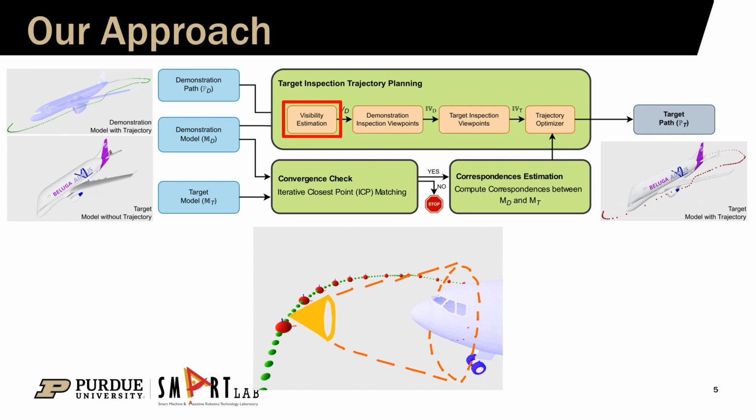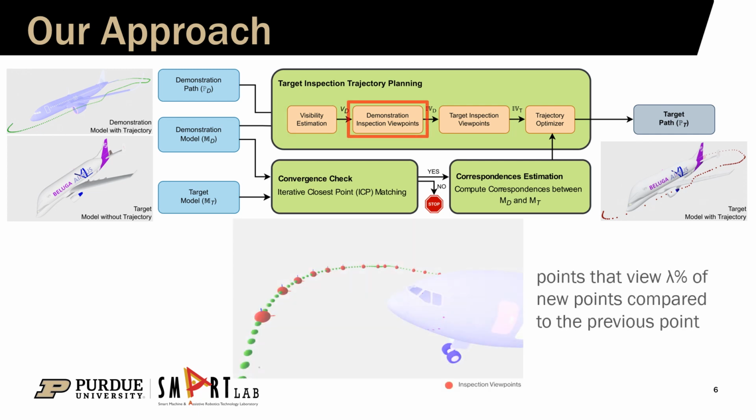Following this, we estimate the visibility, that is, the regions on the structure that are visible or inspected by following the demonstrated trajectory. Then, the demonstrated trajectory is subsampled into inspection viewpoints, such that every inspection viewpoint can view a certain percent of the structure that was not visible from the previous inspection viewpoint.